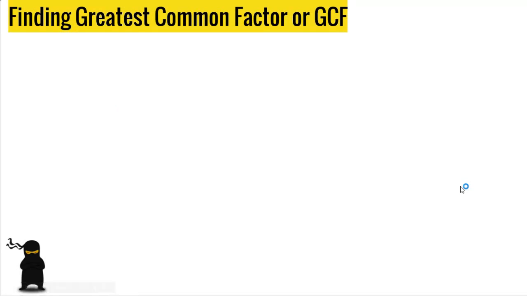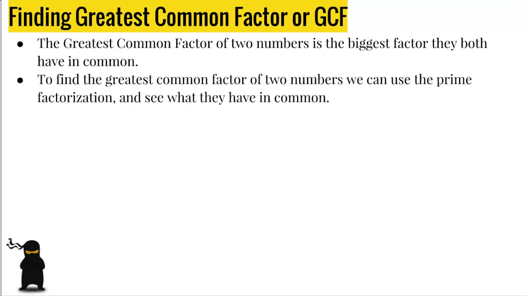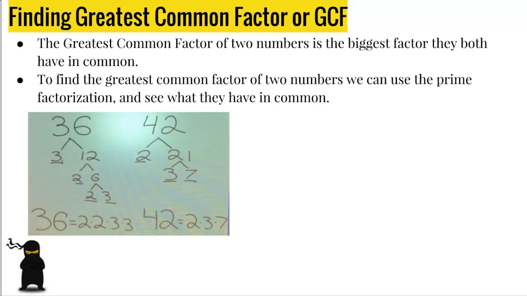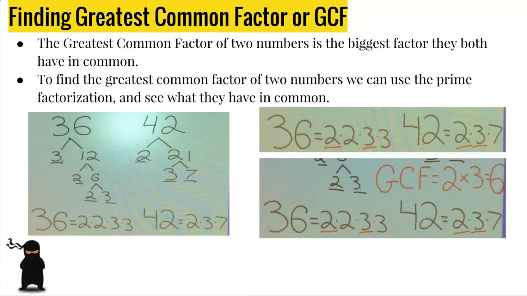Now let's talk about finding the greatest common factor, or GCF. The greatest common factor of two numbers is the biggest factor they both have in common. To find the greatest common factor of two numbers, we can use the prime factorization to find what they have in common. I just found the prime factorization of 36 and 42, so now I'm going to find their greatest common factor. Remember, 1 isn't a prime number, so that's why it's not in my factor tree. After looking at the prime factorizations of both numbers, I noticed that they had a 2 and a 3 in common. So I know that the greatest common factor of 36 and 42 is going to be 2 times 3, or 6.